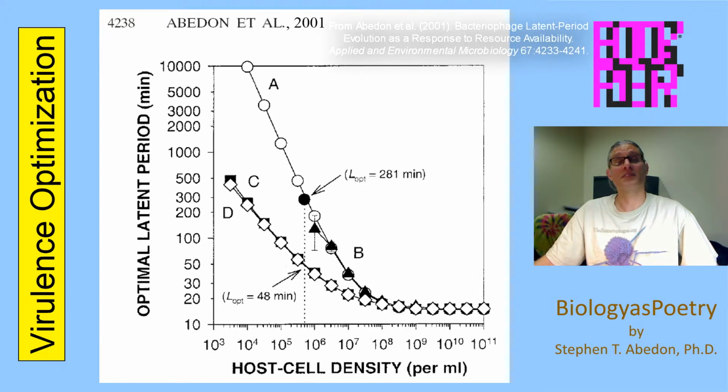Alternatively, if there are fewer hosts present, then there is less strong selection for the viruses to get into and out of hosts quickly. And the result of that is that you have selection instead that is biased towards maximizing the amount of phage progeny that are produced per host infected. This is the economical strategy. This is the strategy that is most efficient, that provides the greatest yield in phage progeny per unit of host infected.